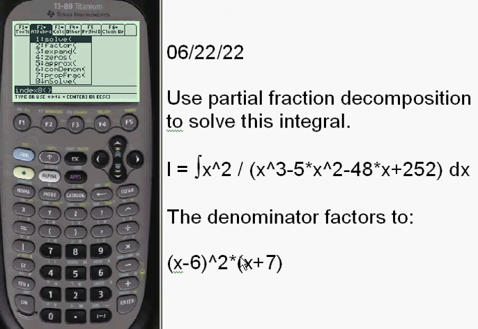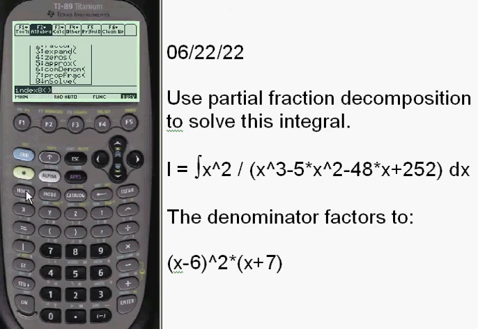And factoring is the key to partial fractions. If you can't factor the denominator, you can't do the problem. You can't find the integral with partial fractions. So keep that in mind. Anyways, we're going to use index 8 here.